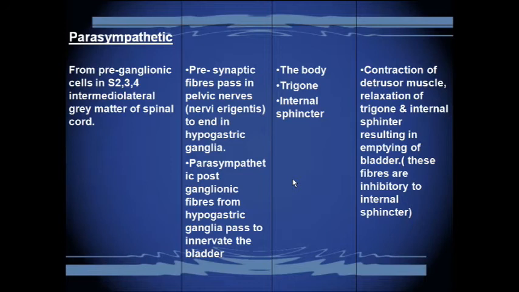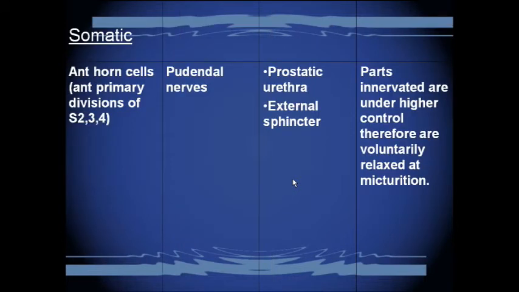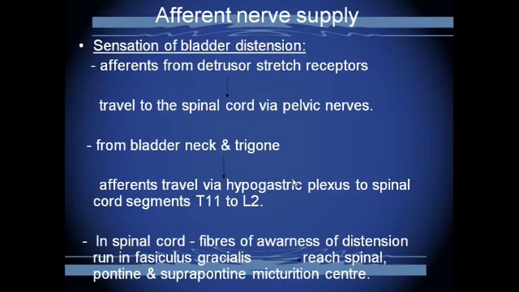Parasympathetic emptying, remember this. So somatic now, S2, 3, 4 through the pudendal nerve. It supplies the external sphincter and the posterior or prostatic urethra. So the parts innervated are under higher control, therefore are voluntarily relaxed at micturition. So this supplies the voluntary action, voluntary inhibition or voiding.